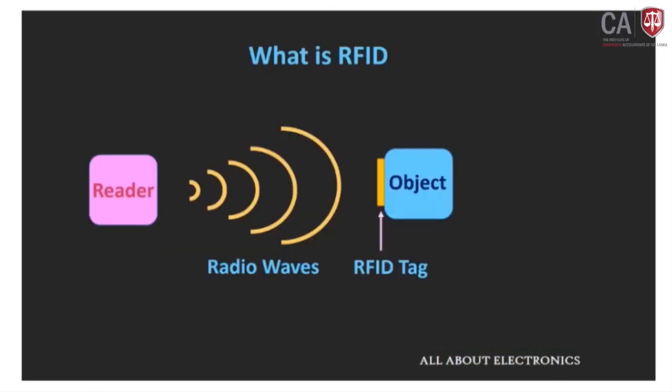So in this RFID technology, the RFID tag is attached to the object which we want to track. This RFID reader is continuously sending radio waves. So whenever this object is in the range of the reader, this RFID tag transmits its feedback signal to the reader. So it is very similar to the technology which is used in a barcode.